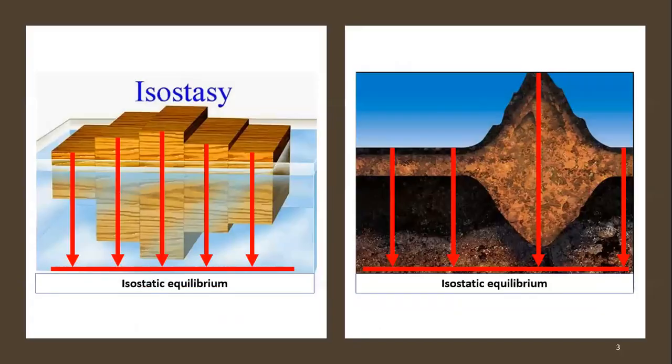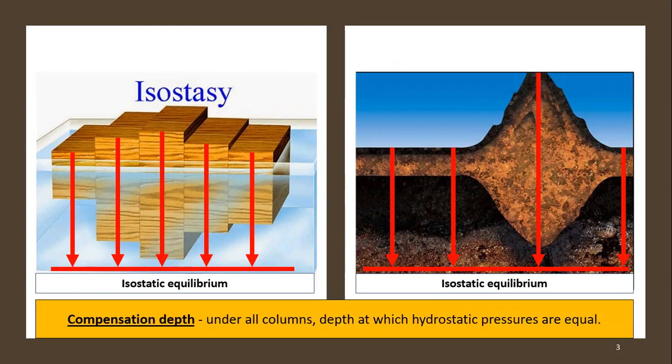This same principle applies to lithospheric columns of differing crustal thicknesses and densities that float on underlying plastic asthenosphere. Under all the columns, the hydrostatic pressure exerted by the material should be equal at some common depth. This common depth is called the compensation depth.